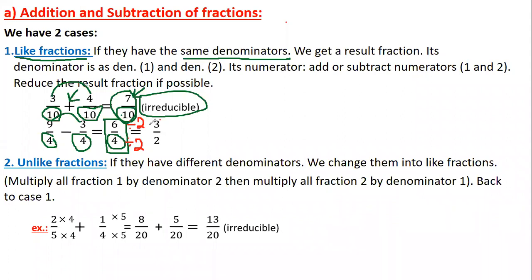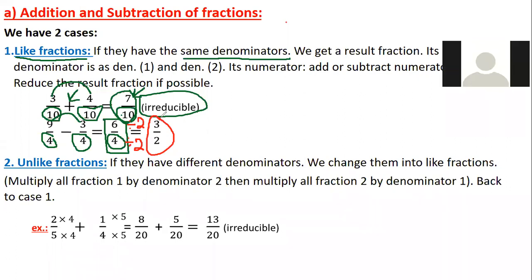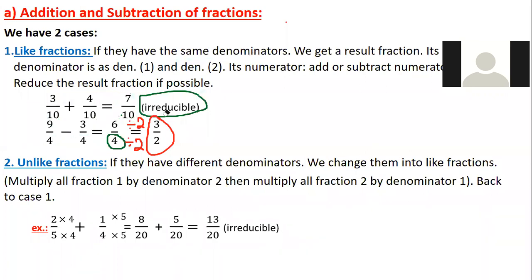3 over 2, is it reducible or irreducible? Irreducible. Why? What made you know? Because the numbers come after each other. Bravo, 3 and 2, thank you. 3 and 2 are successive numbers. They come after each other, so my fraction is irreducible. This is about addition and subtraction of like fractions. This is the first case in addition and subtraction.